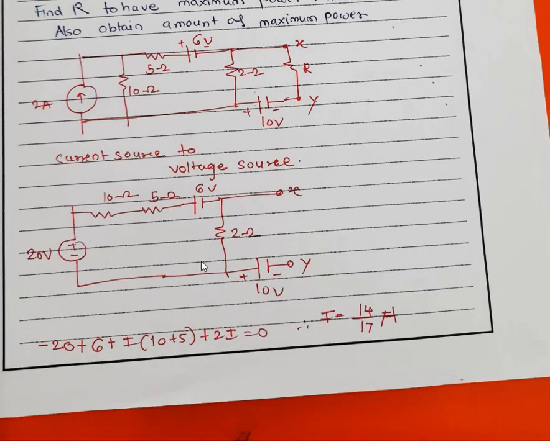Now if we apply here the mesh equation, or KVL, this will be minus 20. Now this battery will be plus 6, and this I will be 10 plus 5, so total 15 into I, plus 2I. Or otherwise you can write it as 20 minus 15 into I minus 6 minus 2 into I. That is also allowed; either you can use this, and you write the equation equal to 0. So from this equation I is coming out to be 14 divided by 17, if you simplify this a little bit.